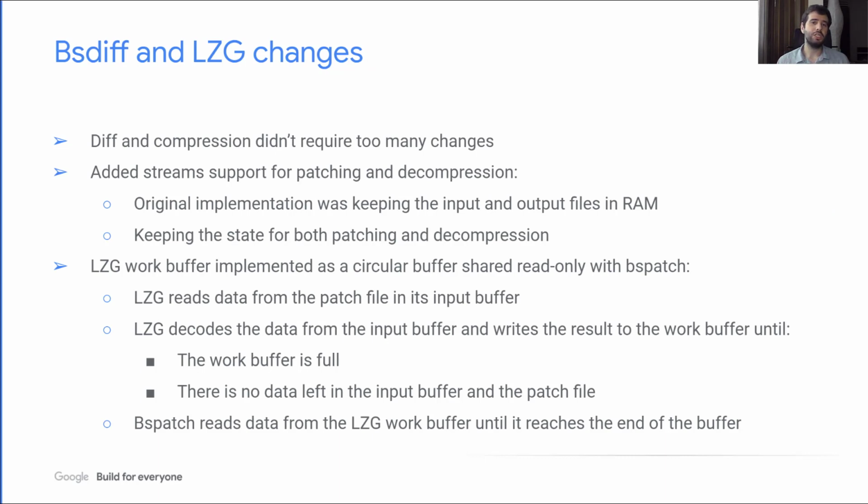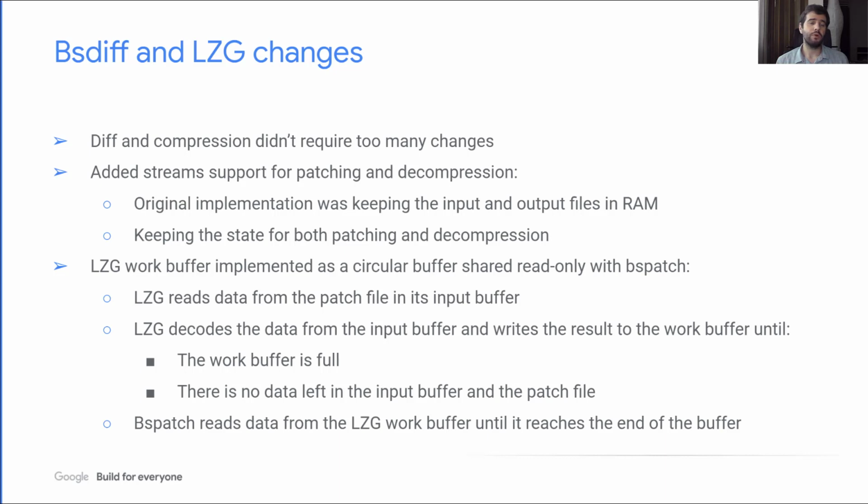We will now detail the changes that we have done to BSDiff and BSPatch, which is the patching component of BSDiff, and LZG in order to use as little RAM memory as possible. We didn't have to do too many changes to the diff and compression implementation because they are running on the server, which has enough resources. We only did a small change to compression to reduce the sliding window size in order to trade compression ratio for RAM memory consumption at decompression time.